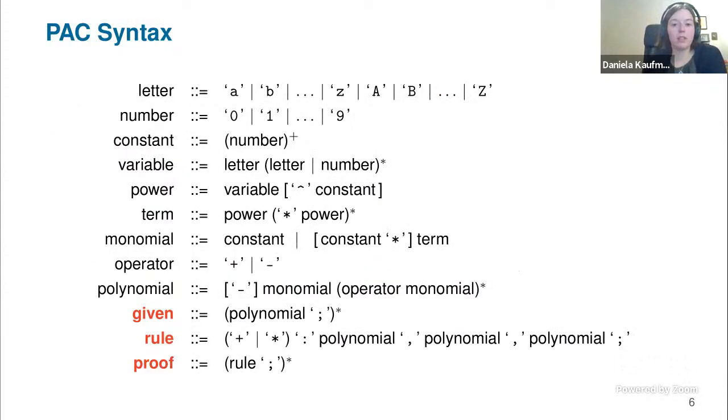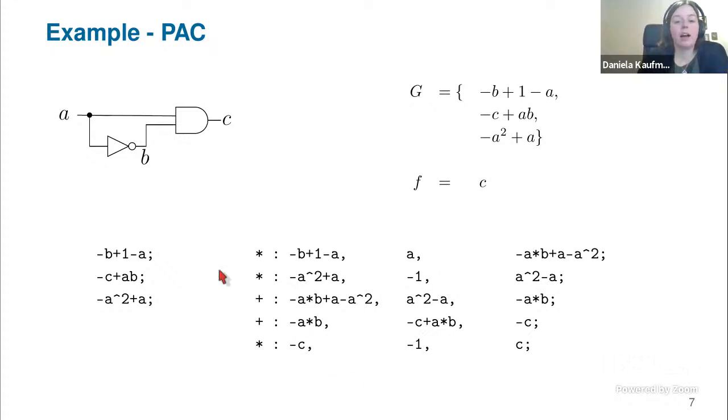So that's the syntax. I will jump over that because it's anyway way easier to see on our previous example. So we have the given polynomials, and then we have the sequence of the multiplication and the addition rules. And you see that for the multiplication rule, for example, we first write down the operator and then the two polynomials which were used in the multiplication step to derive the conclusion.